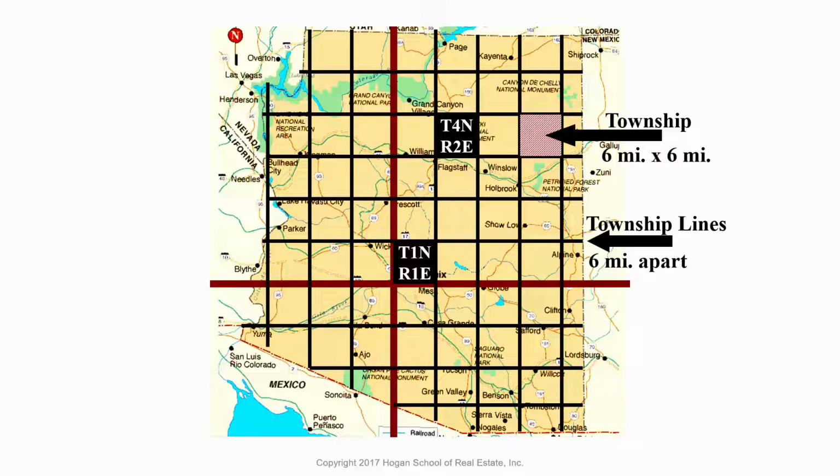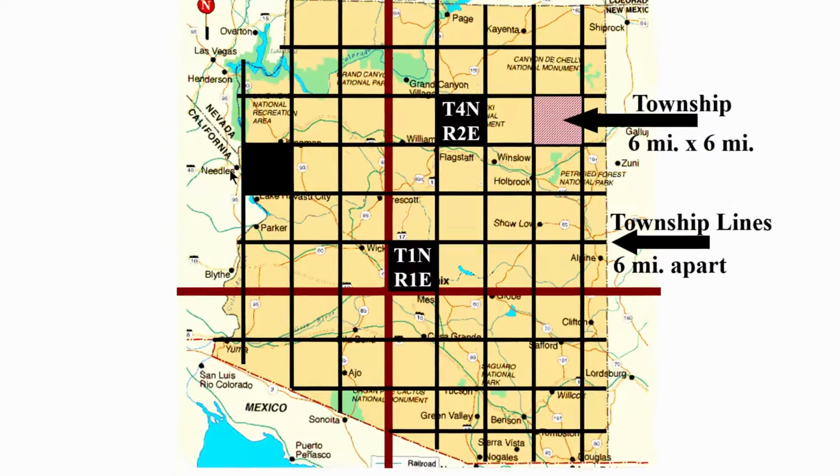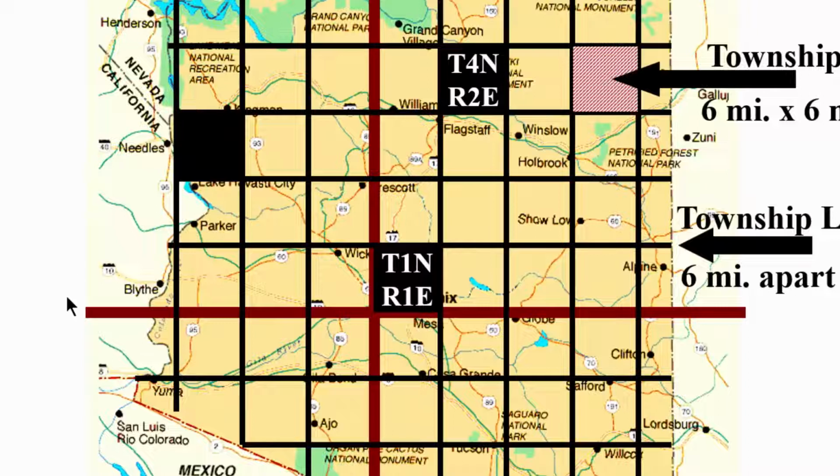Let's try another one. How about this one here? Okay, so how far is it, north or south of the baseline? Well, it's north of the baseline, and how many spaces north? 1, 2, 3 spaces north, so that would be Township 3 North, and it lies 1, 2, 3 ranges west of the meridian, so it's Range 3 West. Therefore, we can indicate that one as Township 3 North, Range 3 West.